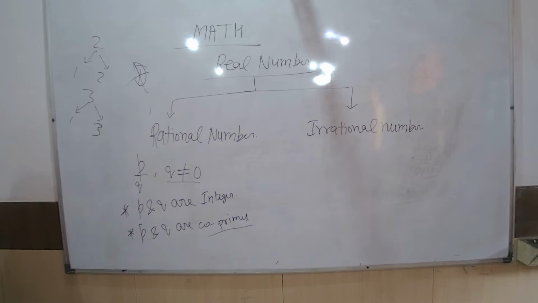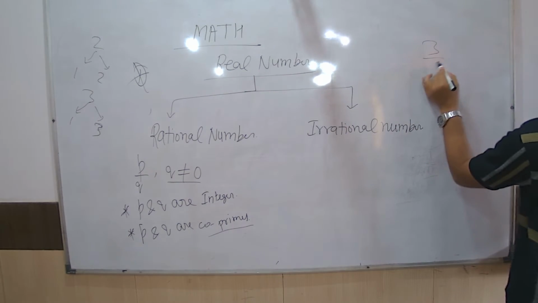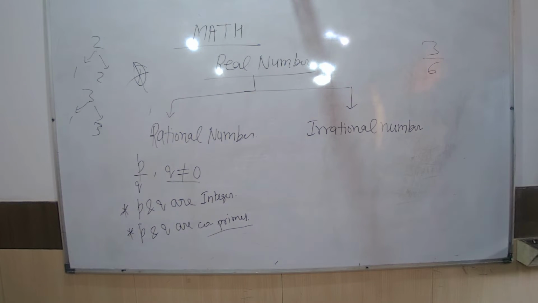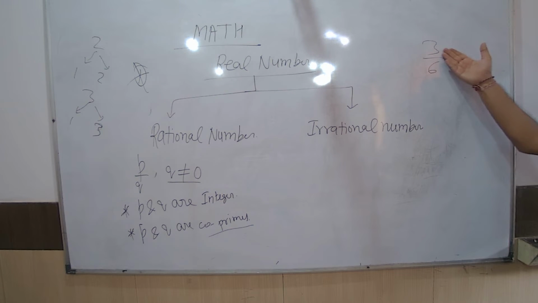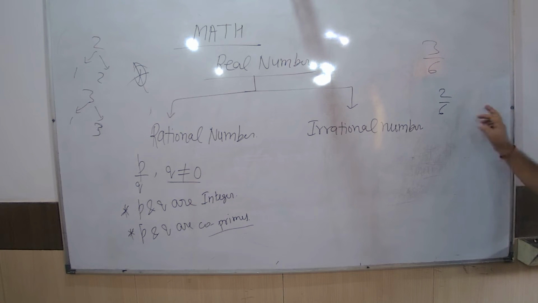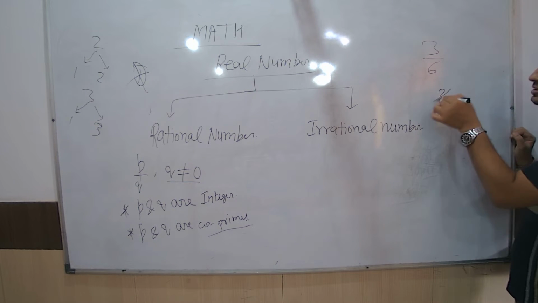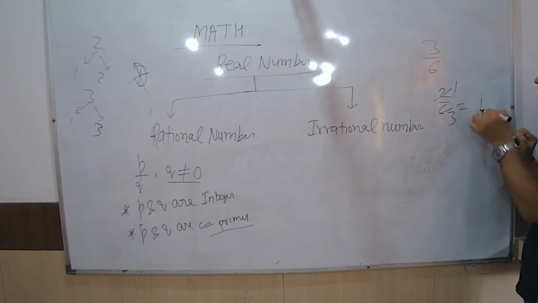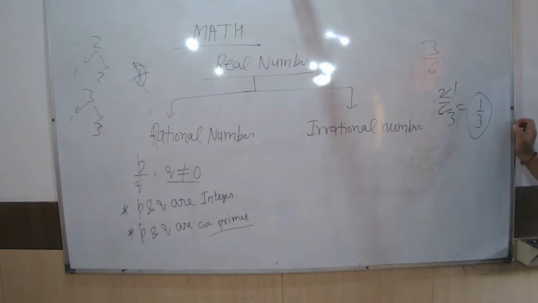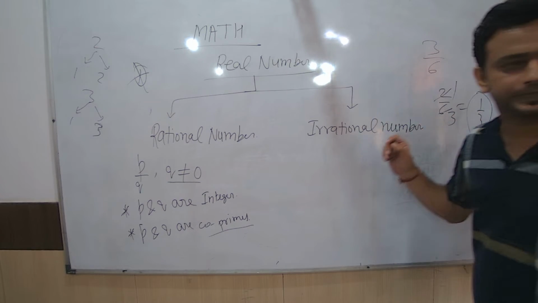That means the numbers don't have any common factor. If I say 3 by 6, are they co-prime? No, because they have a common factor, 3. 2 by 6, are they co-prime? No, they have a common factor, 2. We can simplify now. So 1 by 3, is it co-prime or not? Yes. They don't have any common factor. Clear? Got it?